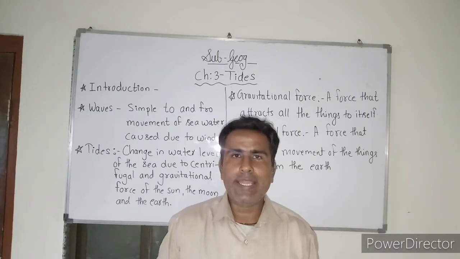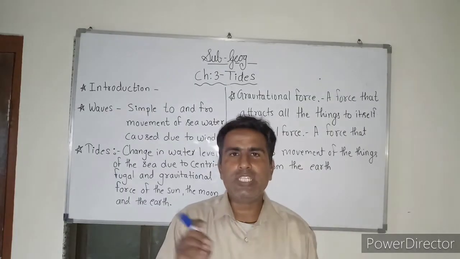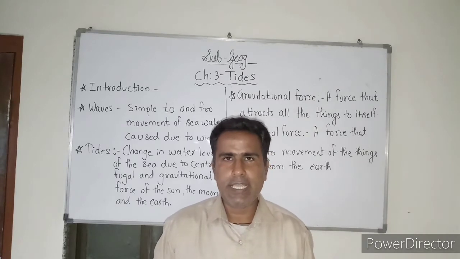Dear student, have a look at figure 3.1a and 3.1b on textbook page number 9. Look at both the pictures carefully and try to find the difference between them. Do you find any difference? The difference is clearly visible, isn't it? In figure 3.1a, the water level is high, while in figure 3.1b, the water level is low. So in simple words, we can say that tides are a change in the water level of the sea, right?